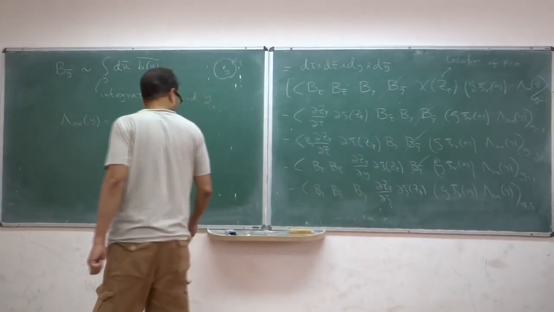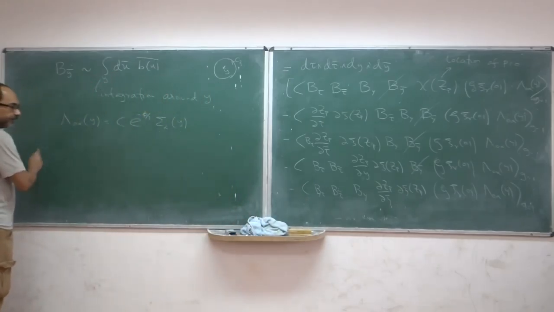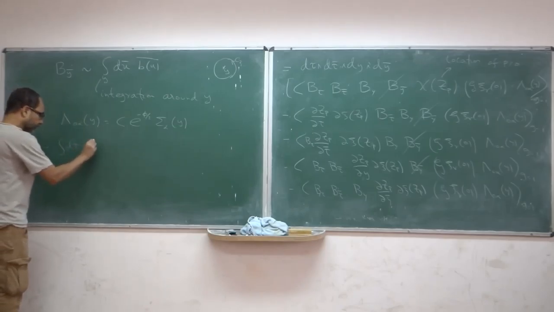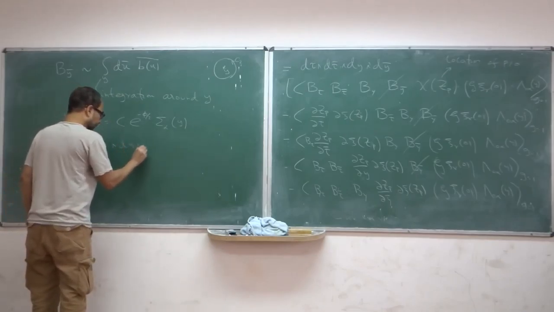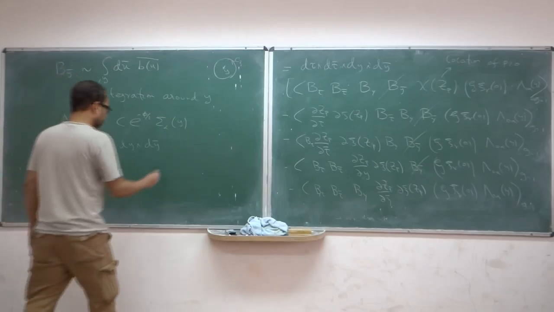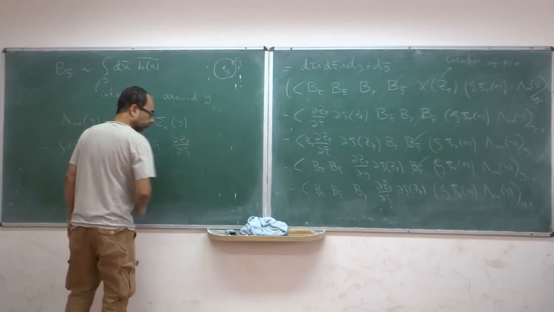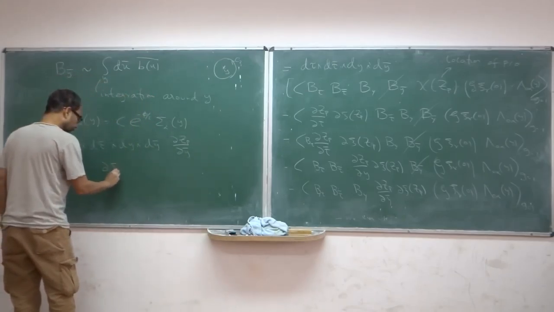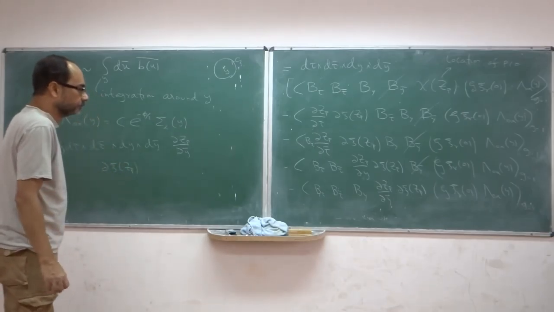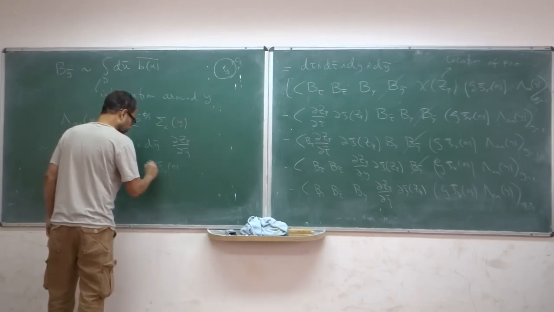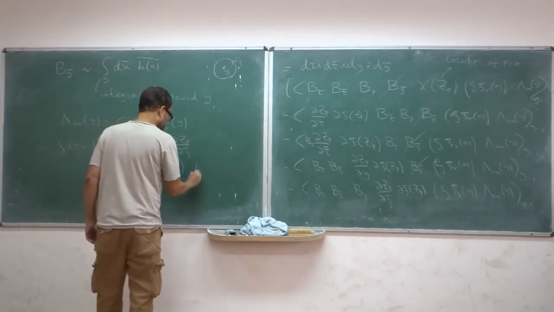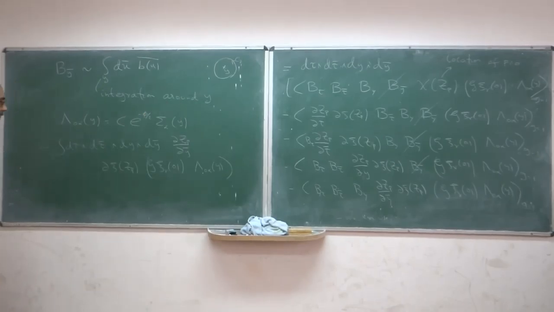So at the end we get roughly integral d tau, d tau 1, y, S curve, tau bar.